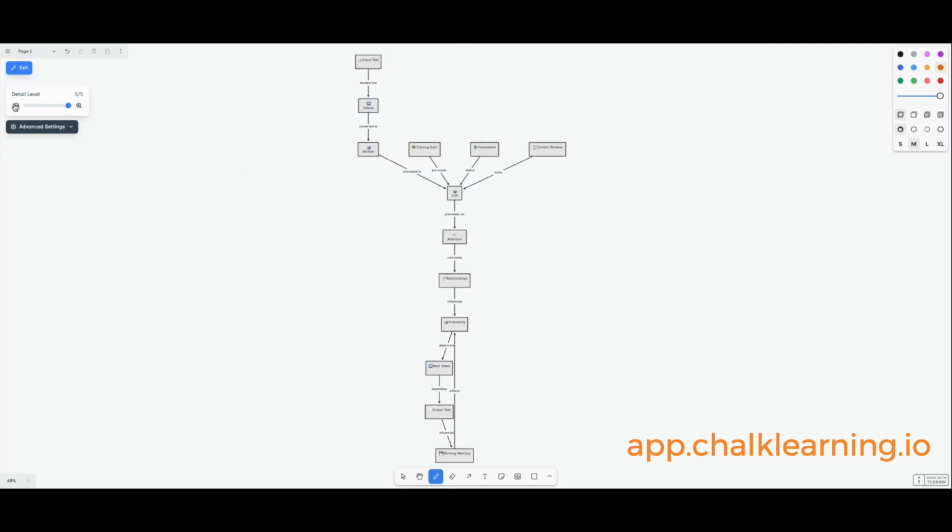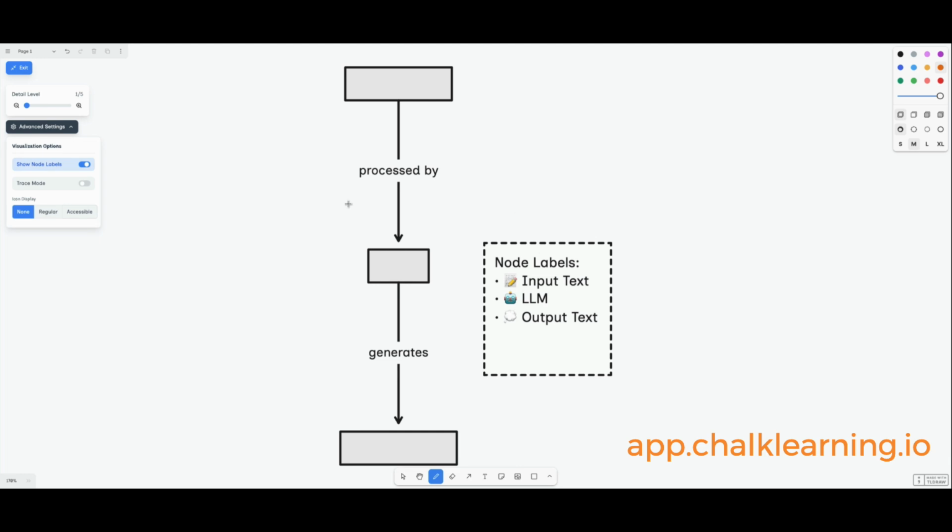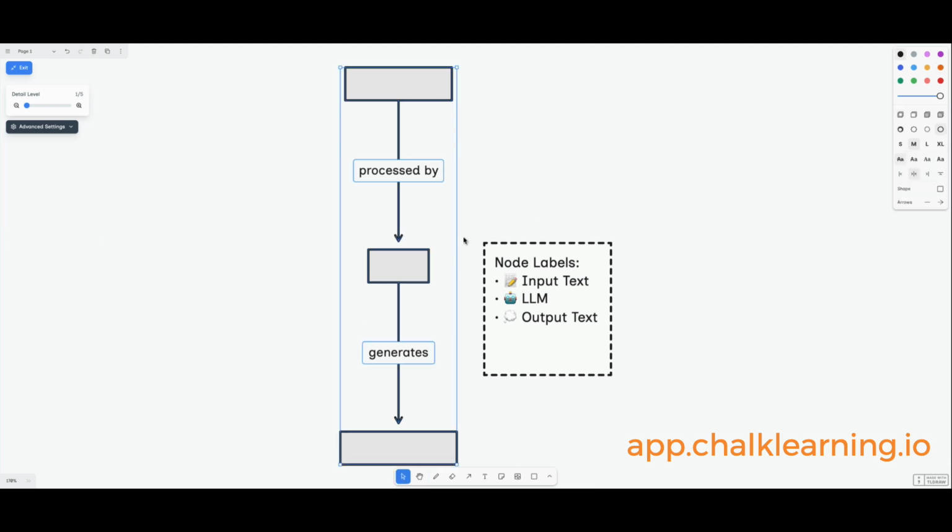I can go back to level 1 now, and I can create a worksheet for my students, which I can copy and print up.